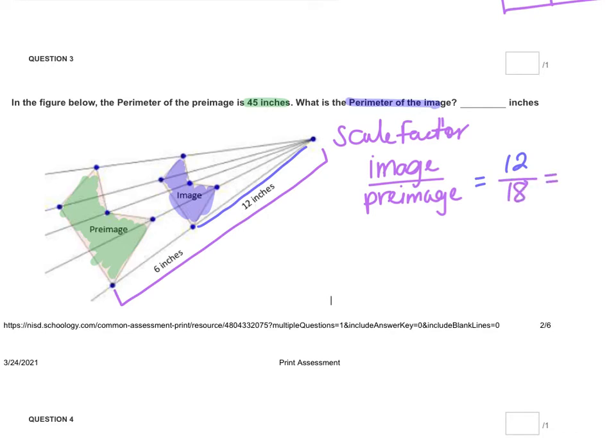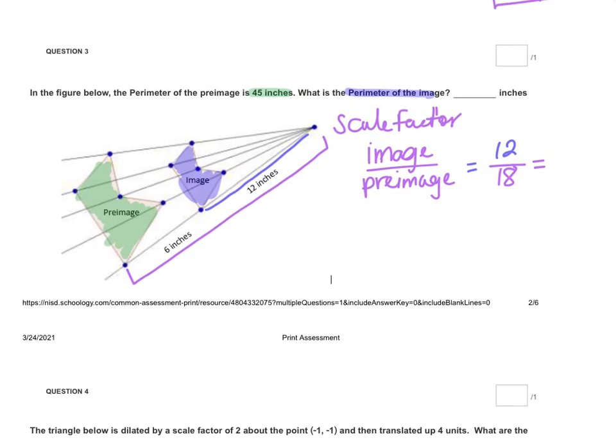So we can also reduce this scale factor. If we divide both by 6, top and bottom, we're going to get a scale factor of 2/3. So k equals 2/3.